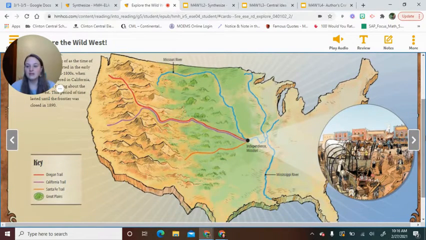So as we look at the map, I notice that there's a key, and it shows that there's the Oregon Trail, the California Trail, the Santa Fe Trail, and then the Great Plains. So I notice that there are different ways that people would cross. Oh, well, that one's a river, so don't follow that one. There would be different routes that people would take to cross the United States, and some went longer and some went shorter.